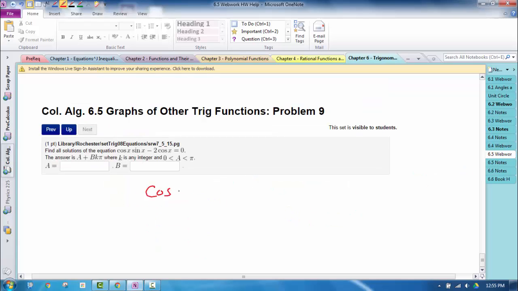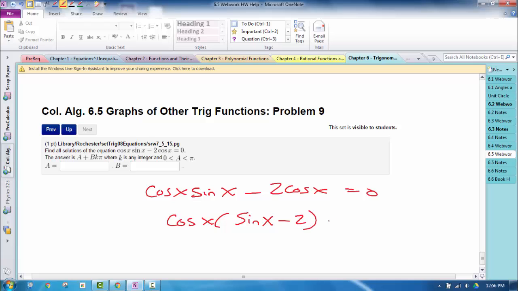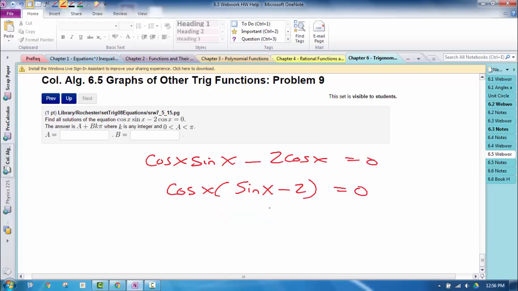Okay, then the last problem, find the solutions to this equation. I have the cosine of x times the sine of x minus 2 cosine of x equals 0. I'm going to factor out a cosine of x, leaving me with sine of x minus 2 equals 0. So what I'm looking for is the solution to both of these.